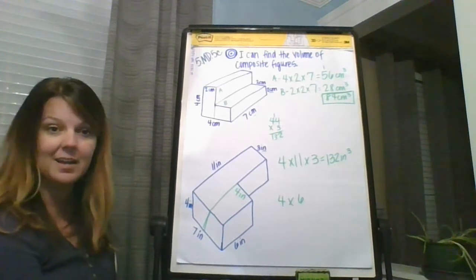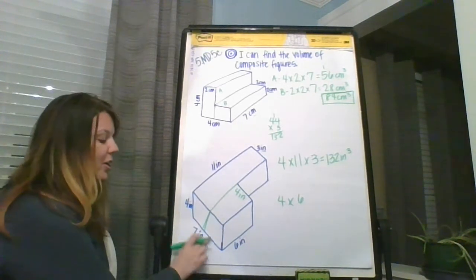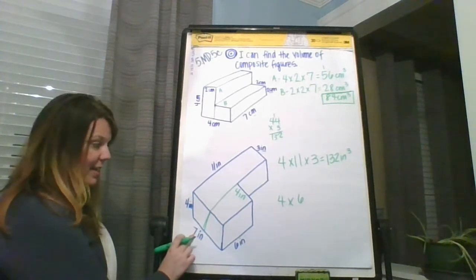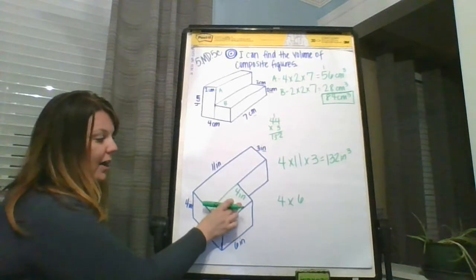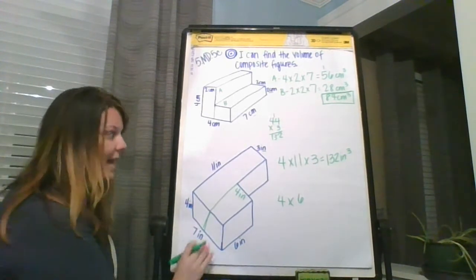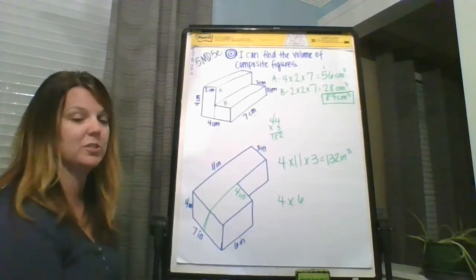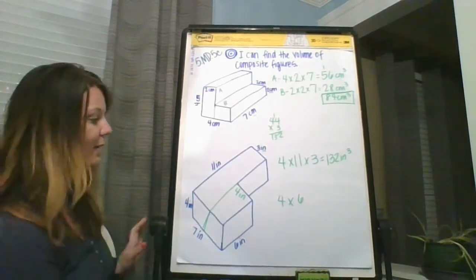Let me say that again in case you weren't paying attention. The width of the entire composite shape is 7. The width of this part is 3. So this part has to be the difference between the entire width of 7 and this part, which is 3. So that's going to give us a width of 4 inches for our front box.